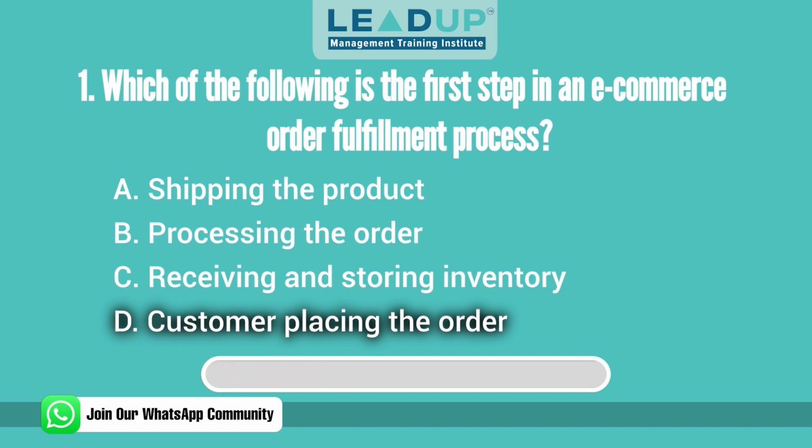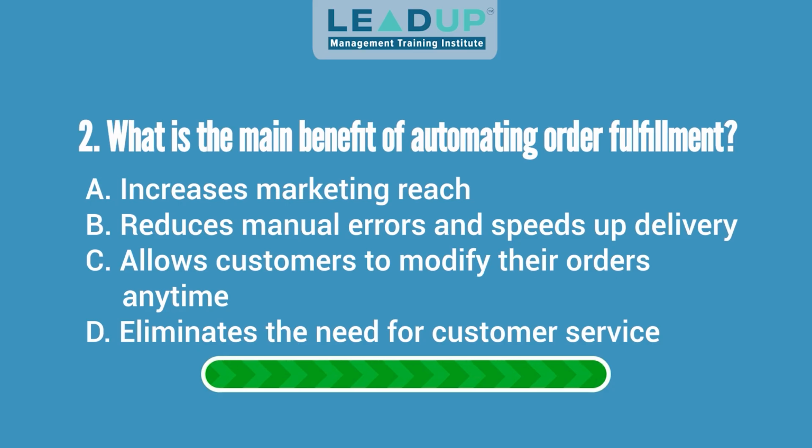Answer: customer placing the order. Question 2. What is the main benefit of automating order fulfillment? A. Increases marketing reach. B. Reduces manual errors and speeds up delivery. C. Allows customers to modify their orders anytime. And D. Eliminates the need for customer service.